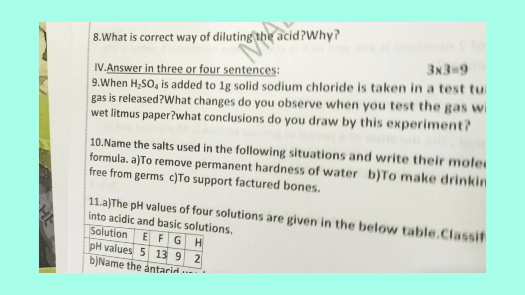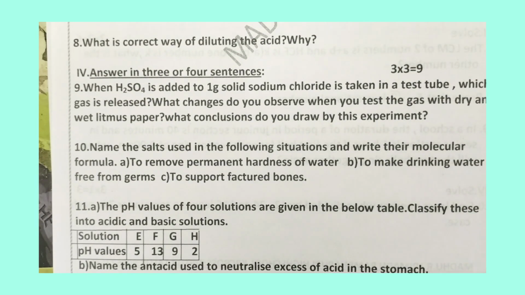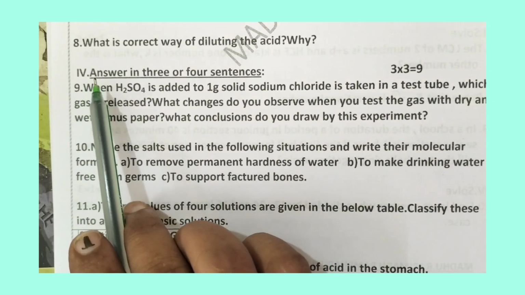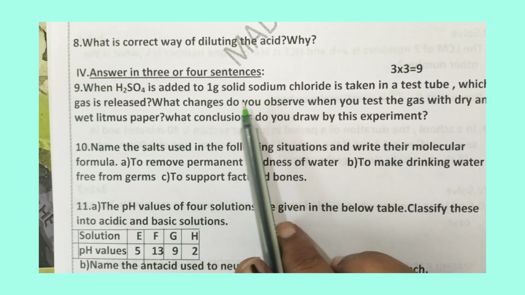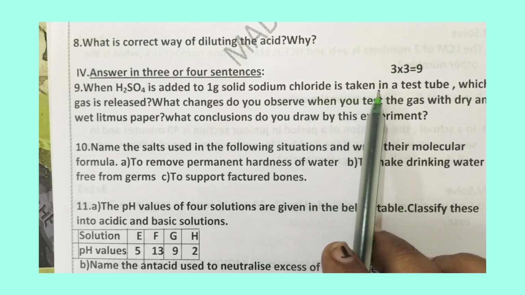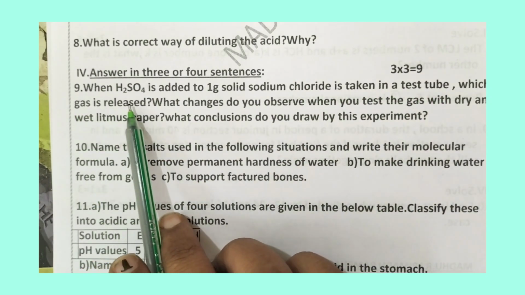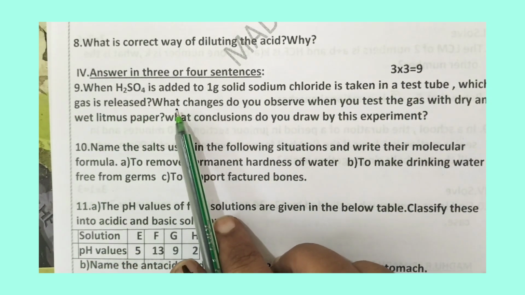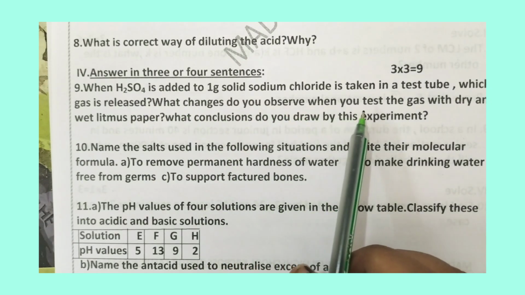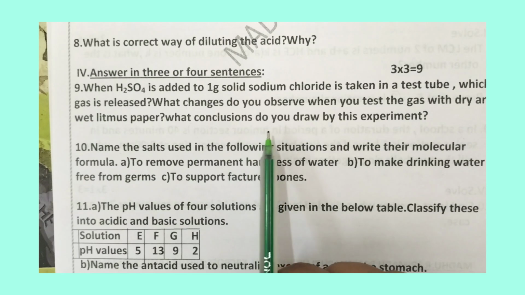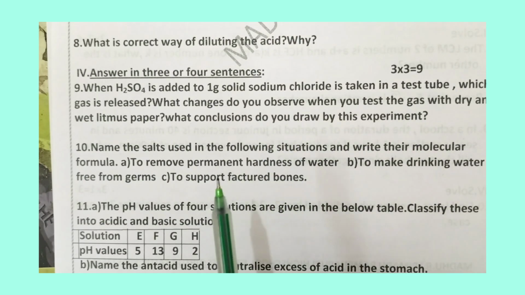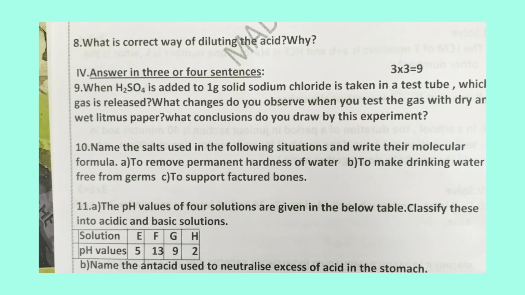So now let us move to the 9th one, 4th main. When H2SO4 is added to 1 gram solid sodium chloride taken in a test tube, which gas is released? This is part 1 of the question. What changes do you observe when you test the gas with dry and wet litmus paper? What conclusion do you draw from this experiment? So now let us answer this question.